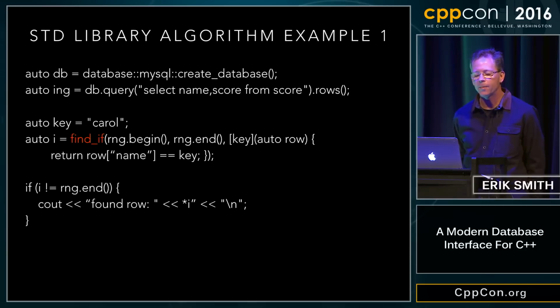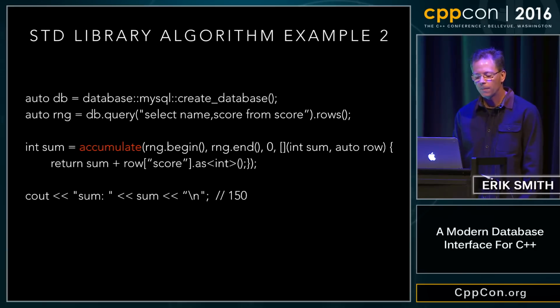Here's an example of a standard library algorithm, in this case find_if. You'll see there's a typo, it should say rng. I'm getting a range from the query, and I'm passing it to find_if, and it just works. This example is looking for a key within the result set and returns an iterator to the first row it finds. So this works exactly like you would expect, except now we're doing it in the context of database code. We're able to leverage standard algorithms, which I think is just great.